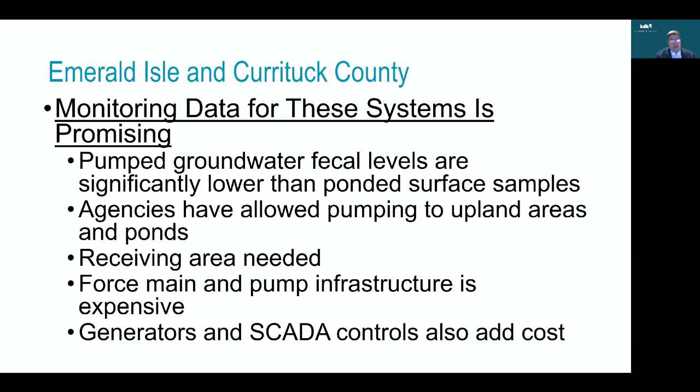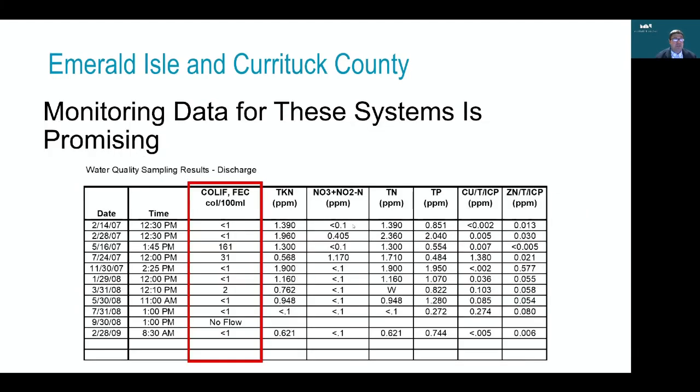So in Emerald Isle and Currituck County, the monitoring data for these systems is promising. The pumped groundwater fecal levels are much lower than ponded surface samples. The agencies over time have allowed pumping to upland areas, and now we are able to pump it to surface ponds as long as there's not a direct connection to the sound. Receiving areas are needed. Of course, these systems are fairly expensive because you have force main and pump infrastructure that's needed. And in the case of Currituck County, where they wanted to put in generators and SCADA controls, that also added a good bit of cost.